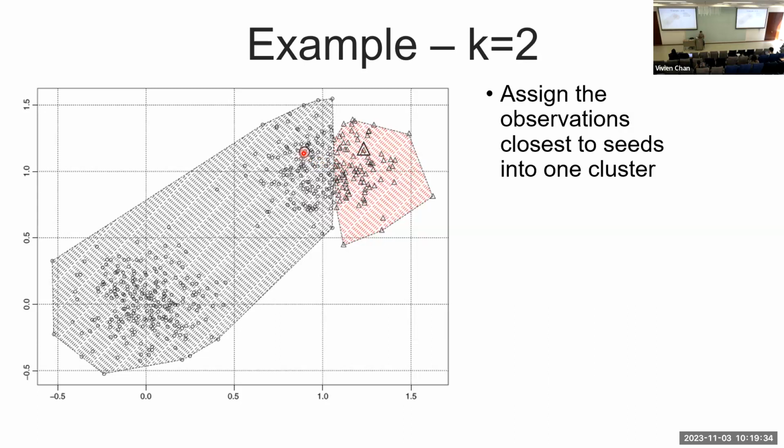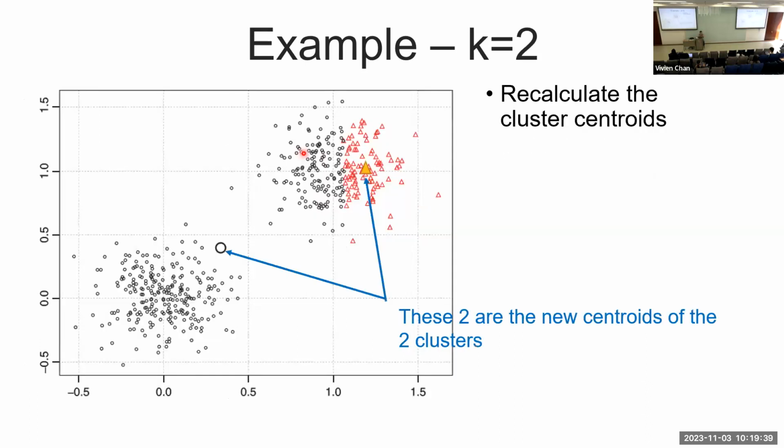After forming these 2 clusters, the next step is to recalculate the centroids. The centroid now changes for this cluster. For this other cluster, the initial seed is here, and now the new centroid is here, because this is the new cluster. After recalculating, the mean is here. So now you have 2 seeds again, and you repeat the steps again.